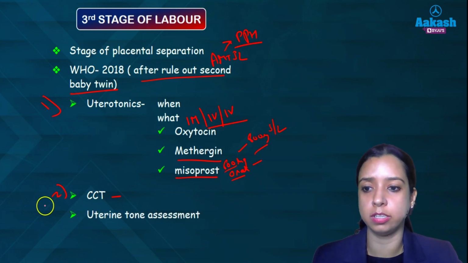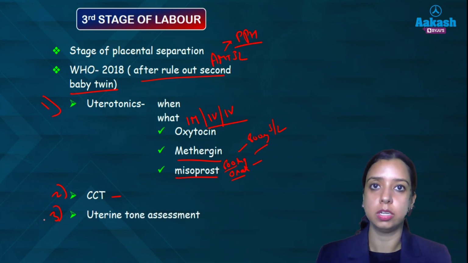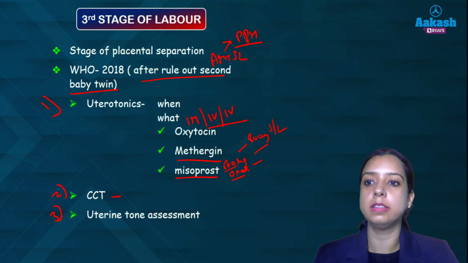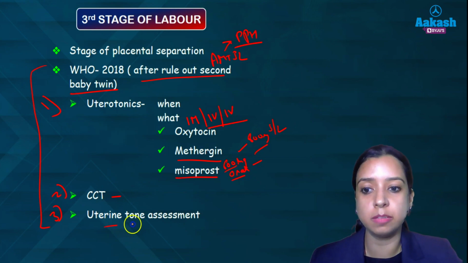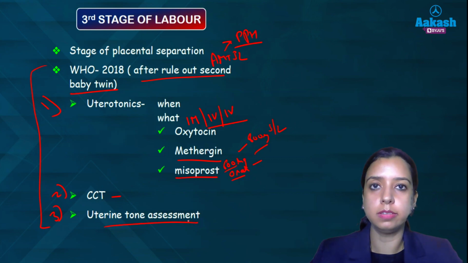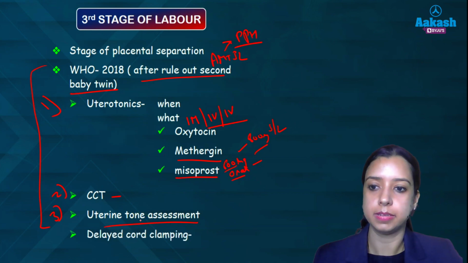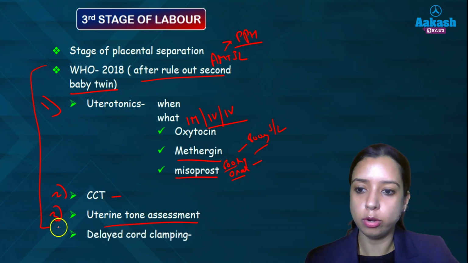Last is uterine tone assessment. It is not massage. Uterine massage is not done before the PPH has happened. This is all prophylaxis going on. If the PPH has not happened, you will not do the uterine massage. Uterine tone assessment is done. You will keep hand on uterus, and if it becomes atonic, then you will start the massage. Okay, right. Now delayed cord clamping, what about that?